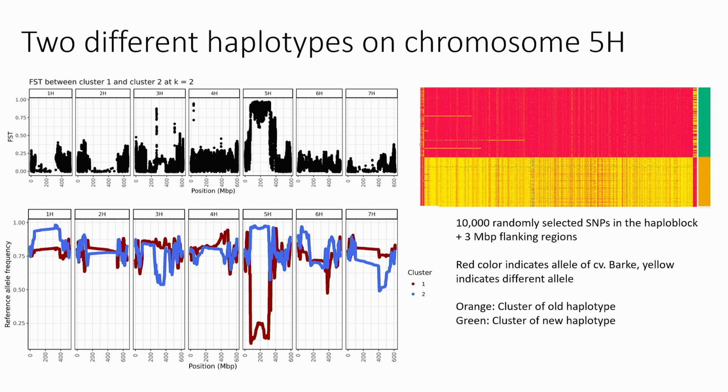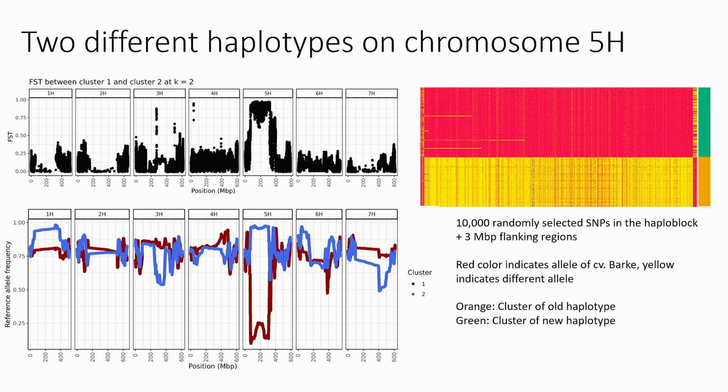And this becomes even clearer if we look at the bottom, where we can see the frequency of the reference allele along the genome. Since all our reads were mapped against cultivar Barke, this is what we used as the reference allele here. And the newer cluster of accessions that were released after the 1980s is shown in blue. And you can see that on chromosome 5, it reaches a value of 1. So most of the newer accessions carry the Barke allele, whereas the older accessions, represented by the brown line, mostly carry a different allele.